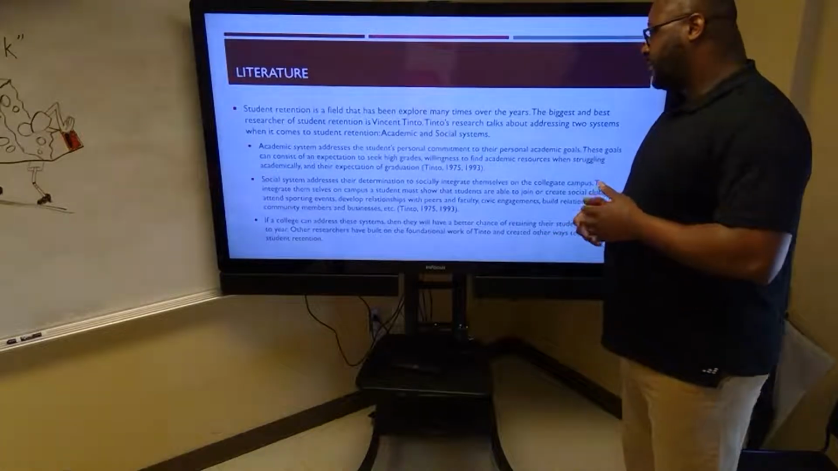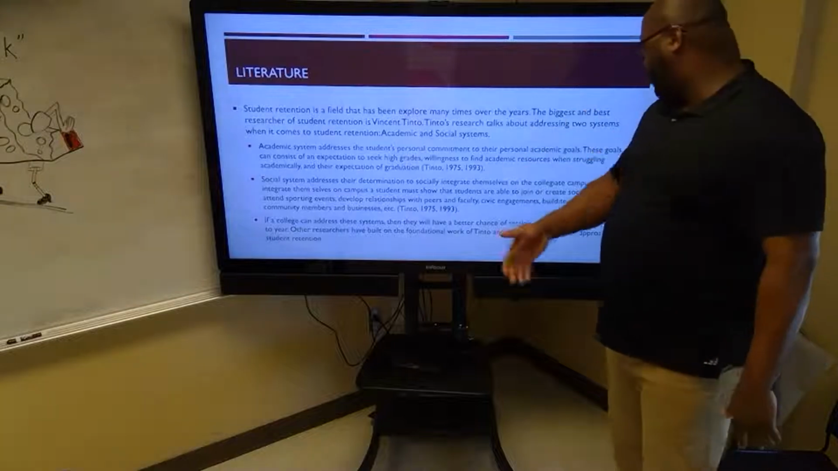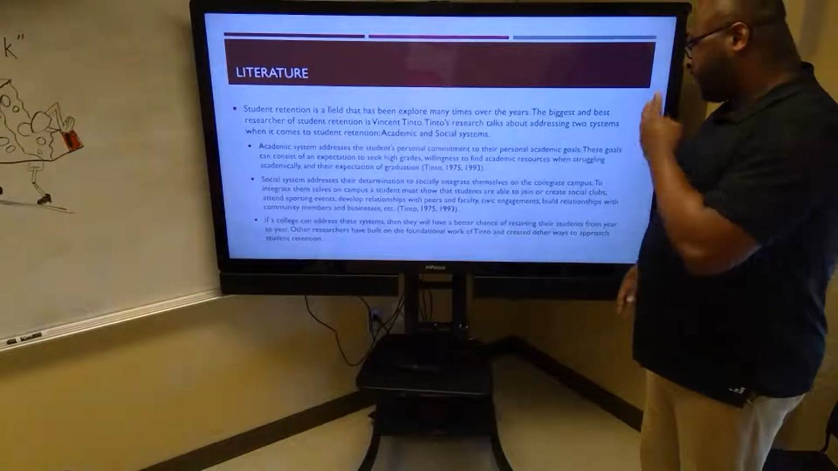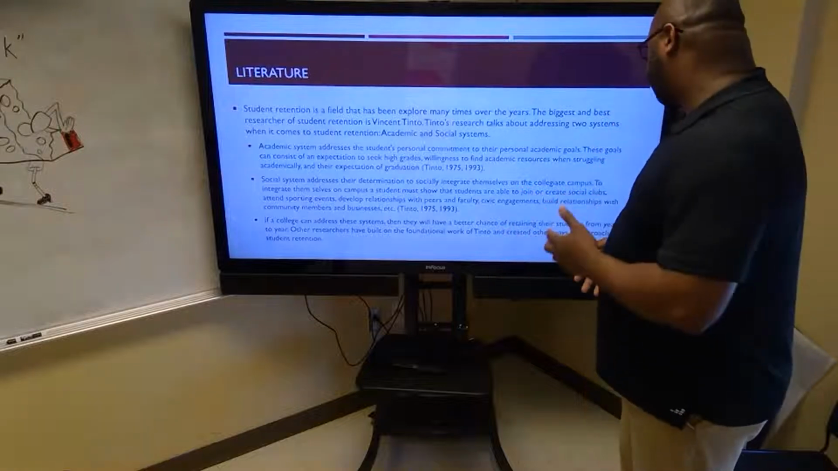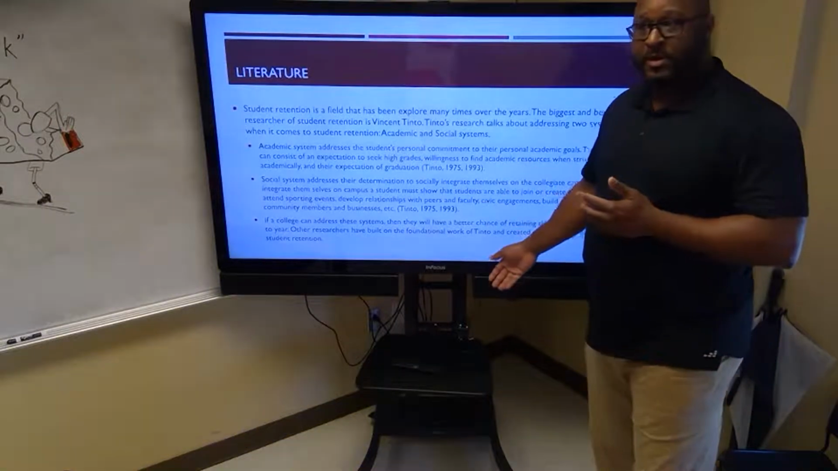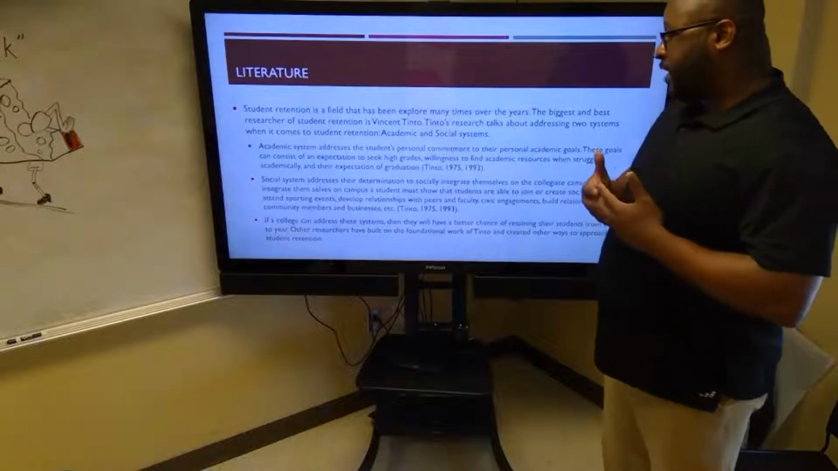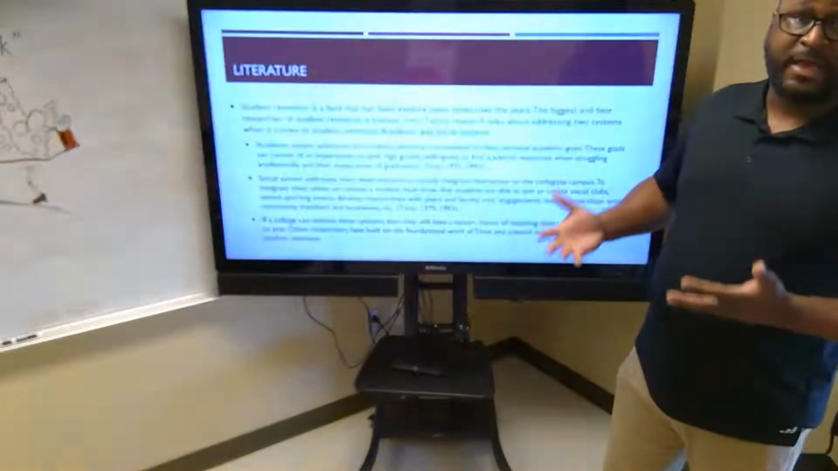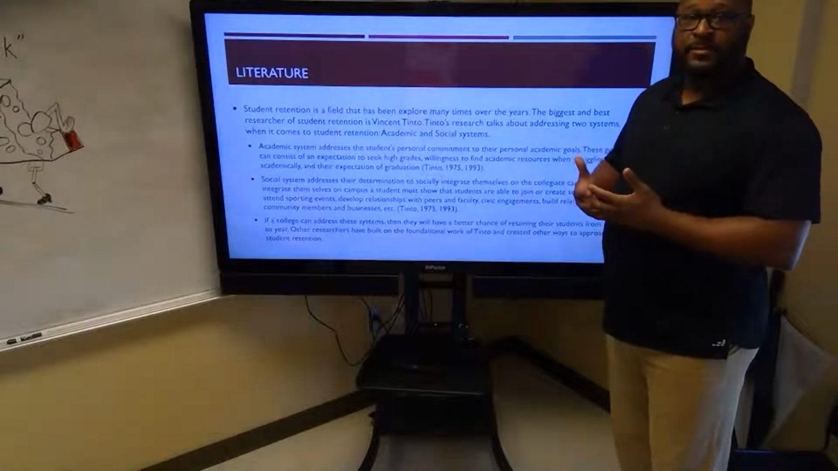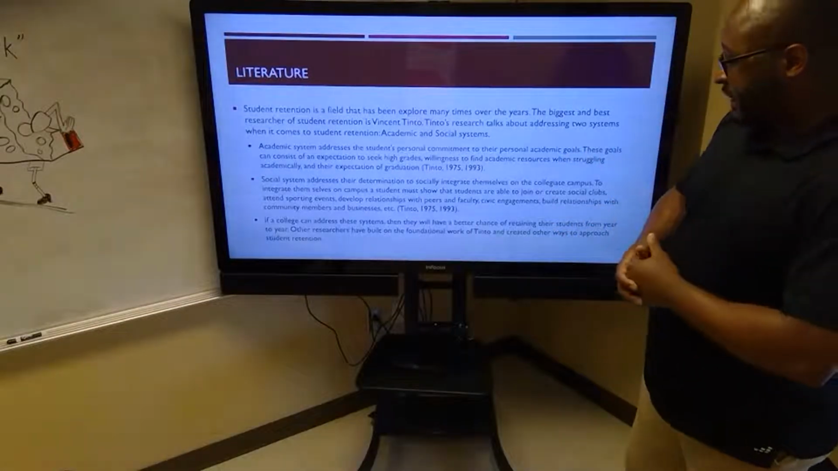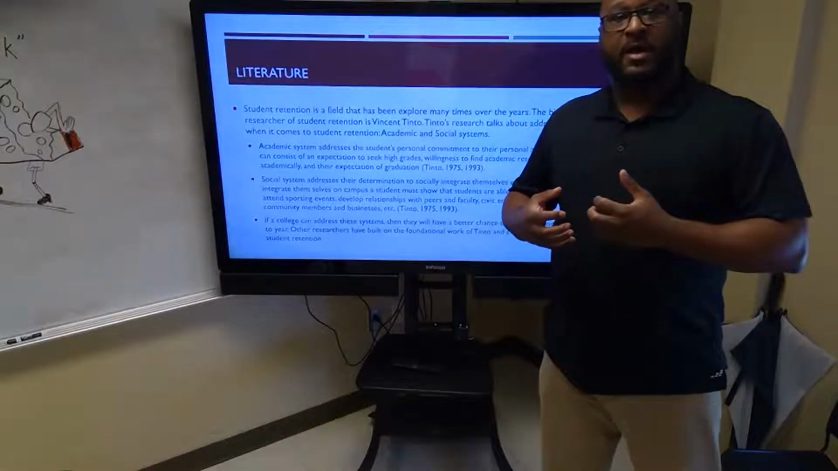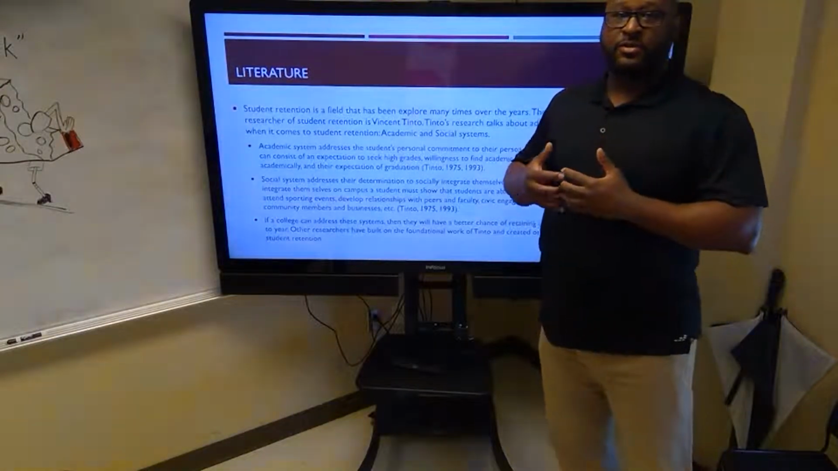These goals consist of an expectation to seek higher grades, willingness to find academic resources when they're struggling, and their expectations for graduation. The social system addresses the way that students integrate into the campus, such as joining sports or clubs, attending sporting events, developing relationships with their peers and the faculty, civic engagement, and building relationships with community members, businesses, etc. So those are the things he addressed in the academic and social systems. He said that if the college can address these systems, then the students will have a better chance of being retained, which means this will increase your student retention rates.